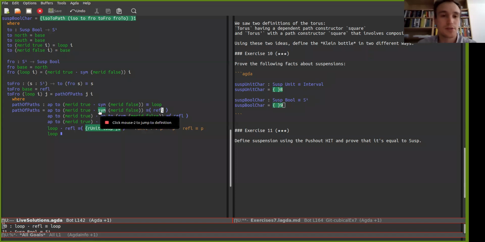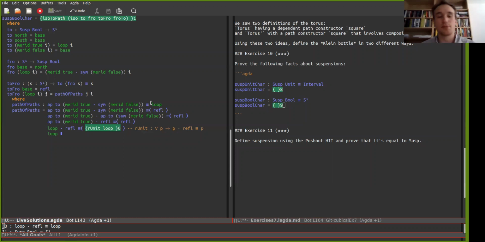Yeah. So you have one square, and this square happens in the suspension of Bool, and this is sort of one path that's sort of the lid of a square. Then you lift the whole square to something in S1, and you'll see that all the other sides of the squares will just be those lifts, and the solution will just be that composition.